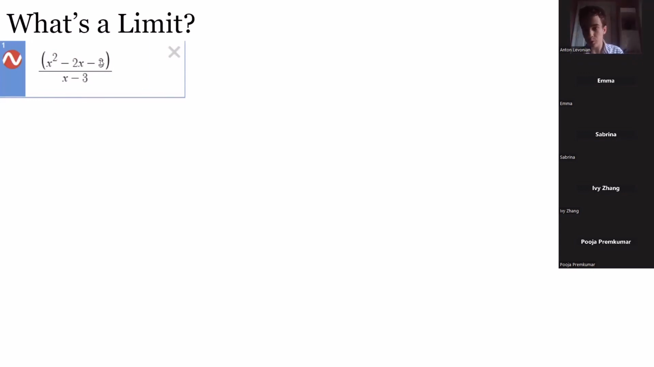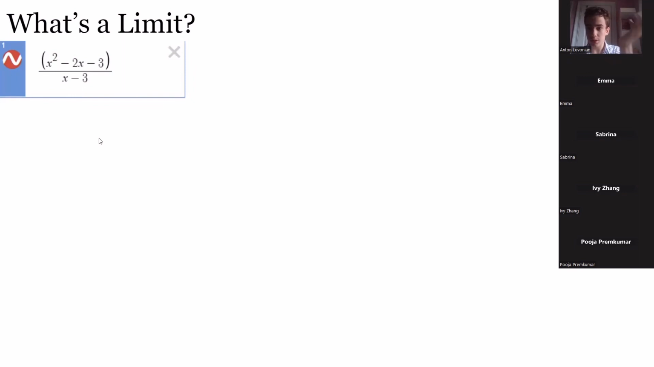And I hope this is a familiar, general type of function. It's called a rational function. That's when one polynomial is divided by another polynomial. So in this case, the numerator polynomial is x squared minus 2x minus 3, and the denominator is x minus 3.